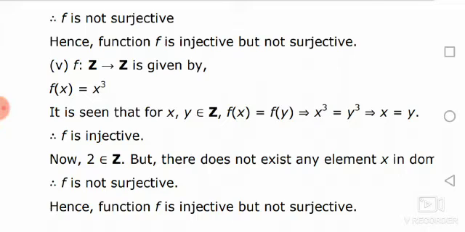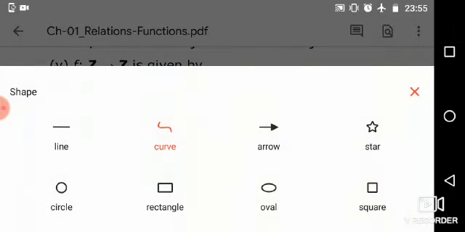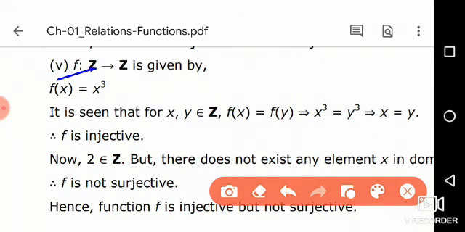Let me begin with one more example. A function from the set of integers to the set of integers is given by f of x is equal to x cube. We have to check whether the given function is injective, surjective, or bijective. That is, whether the given function is 1 1, onto, and bijective.